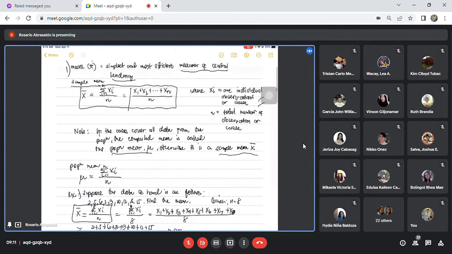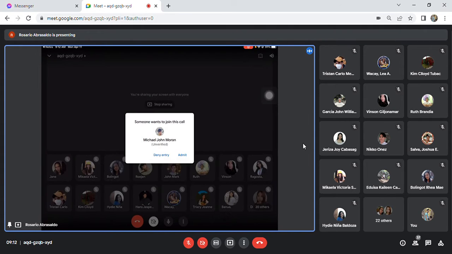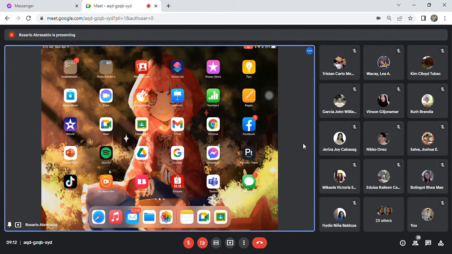So, if the data comes from the population, then we use the same formula, but the symbol is the population mean, mu. This is the formula for the population. So, example, class, using the sample mean, we have a finite number of data as follows. Number 1: 2, 5, 6, 3, 9, 10, 12, 15. These are raw data not yet arranged in ascending order.